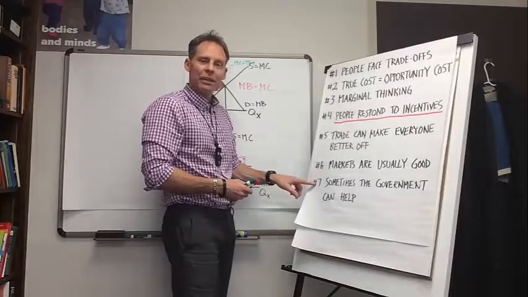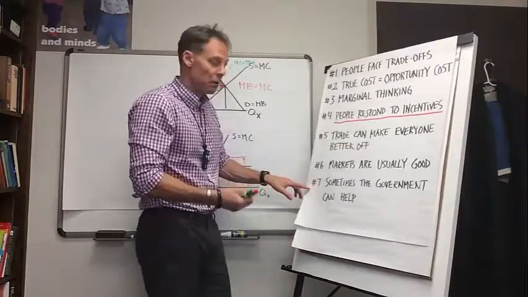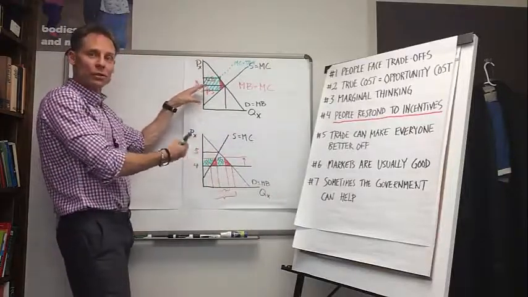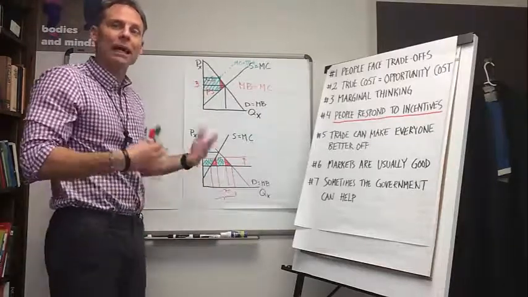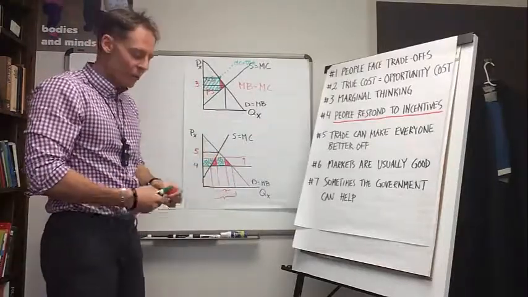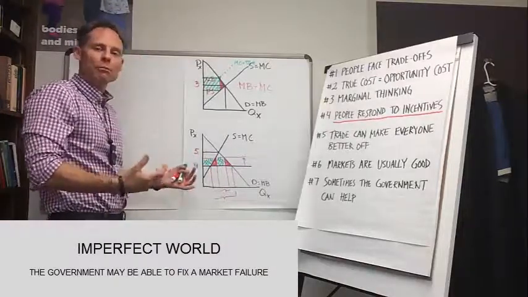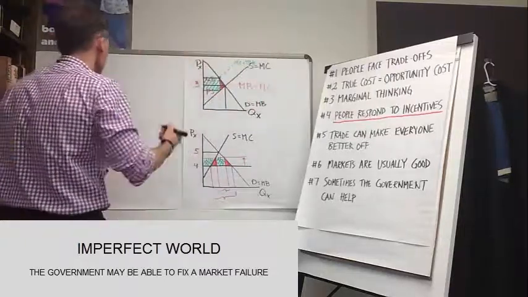What about this principle number 7 then? It seems like sometimes the government can help. But here we show that when the government intervenes, it makes things worse. They reduce efficiency. When would the economy be able to be helped by the government? Well, the answer is, of course, when we have market failures or we have an imperfect world. If you have an imperfect world, maybe I'll draw it over here.